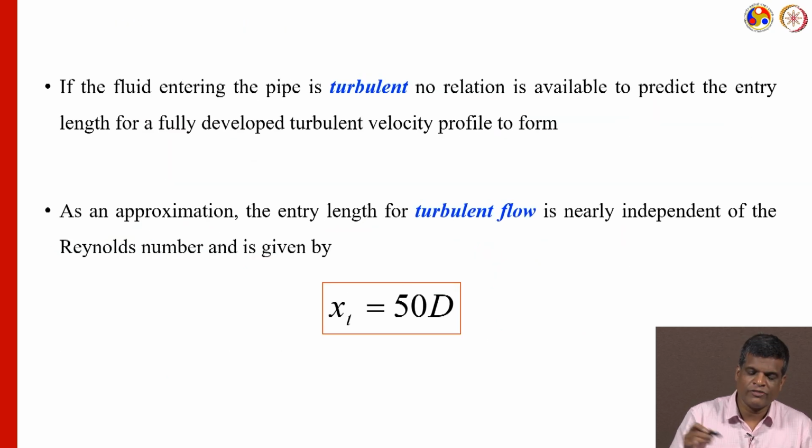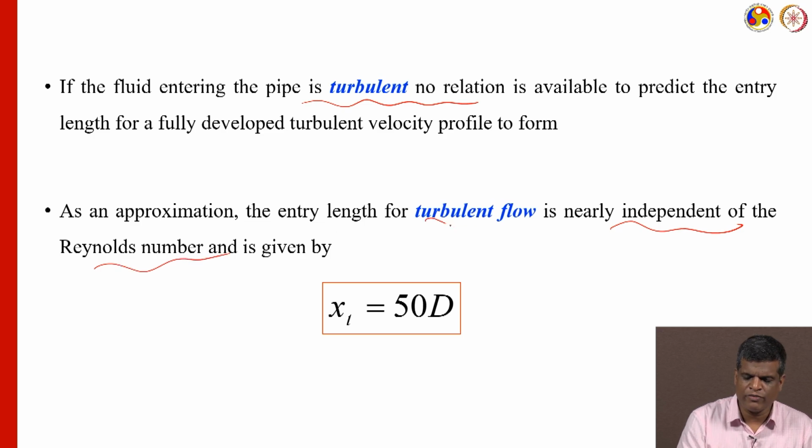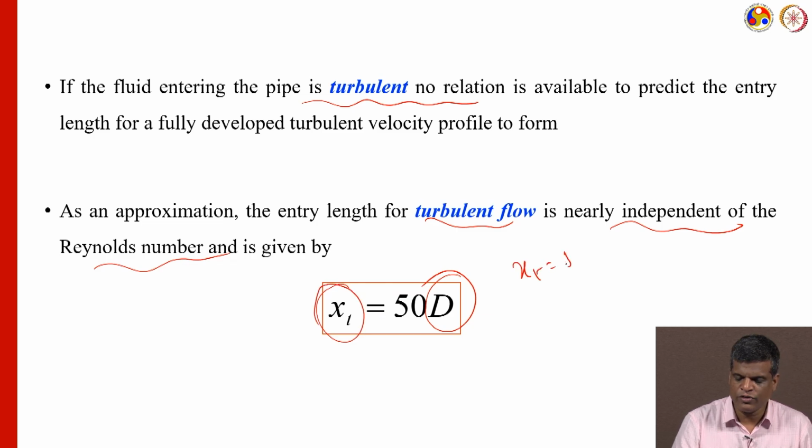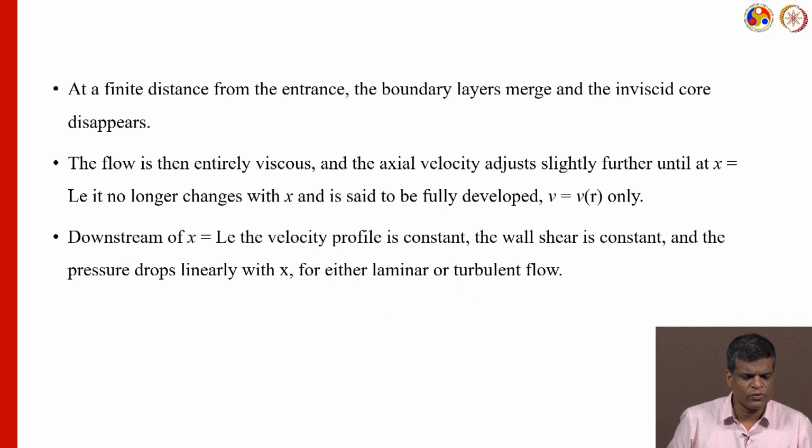Last time we discussed laminar flow, now the turbulent flow. The turbulent flow is completely independent of Reynolds number. So we can see here the turbulent flow is independent of Reynolds number, there is no Reynolds number here. So we can write the transition length or entry length Xt equal to 50 d, where d is the diameter. Whenever it goes to turbulent flow, the transition length is independent of Reynolds number. That's all we are giving here.